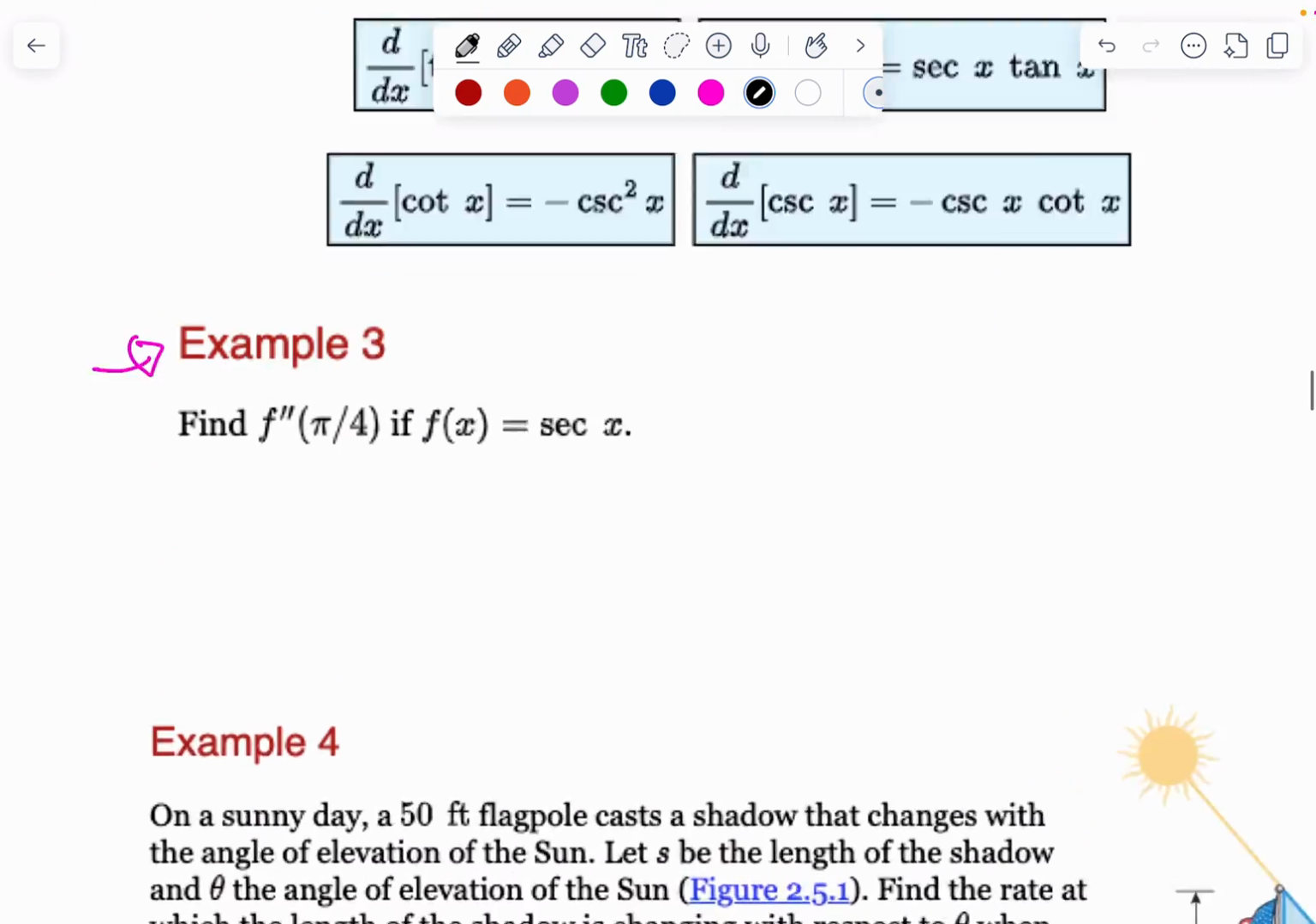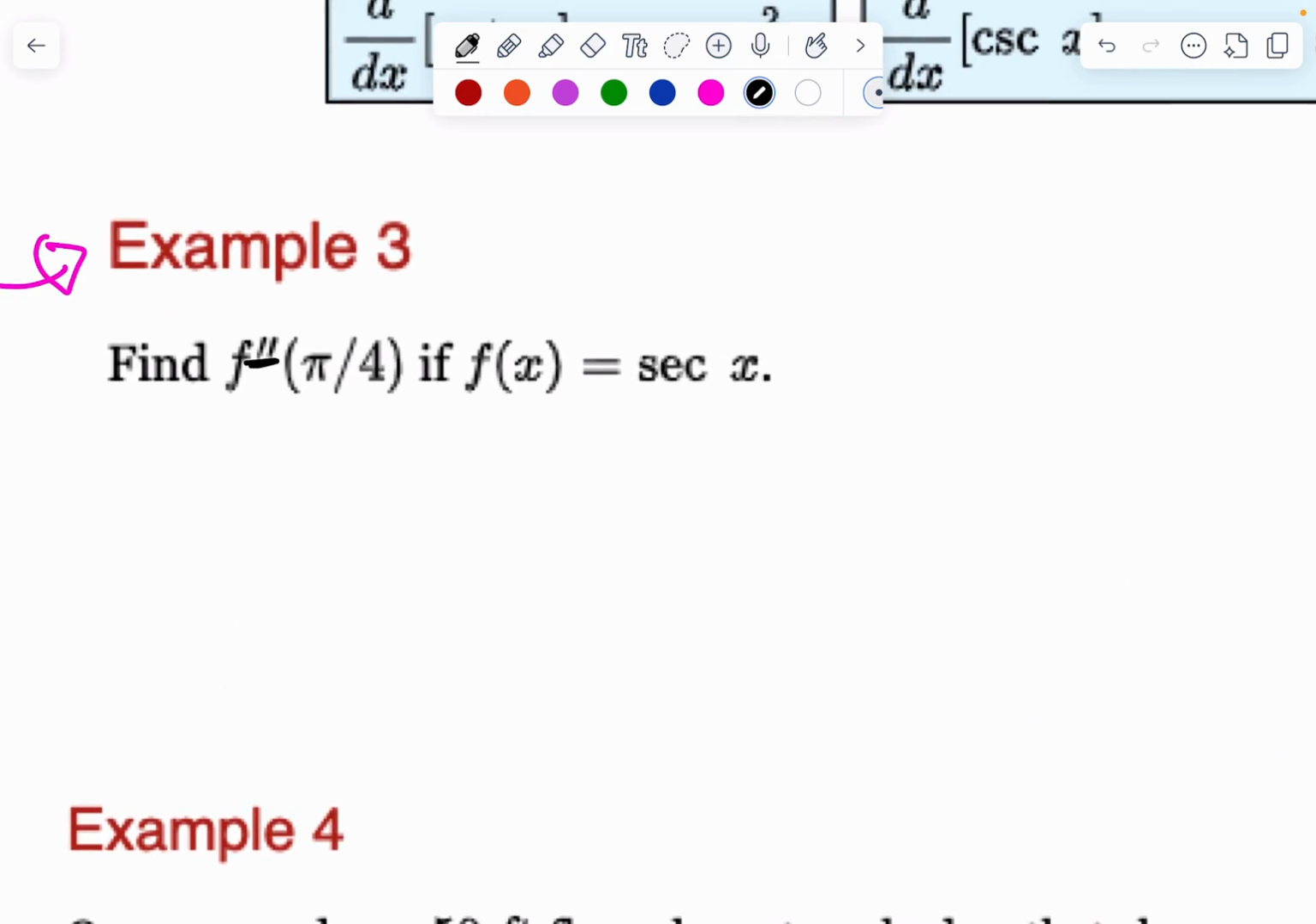Let's do part 3. They want us to find the second derivative, and then they want us to plug a value in. We're going to wait to plug that value in until I come back, because I want to be there when I show you how this unit circle operates. But they want us to find the second derivative of secant of x.